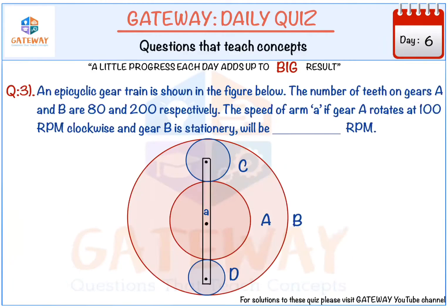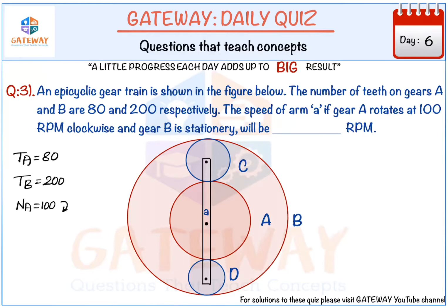Going to the next question. An epicyclic gear train is shown in the figure below. The number of teeth on gear A and B are 80 and 200. So on gear A, number of teeth are 80. On gear B, number of teeth are 200. Find the speed of the arm a, if gear A rotates at 100 rpm clockwise. We will take clockwise as the positive sense here.